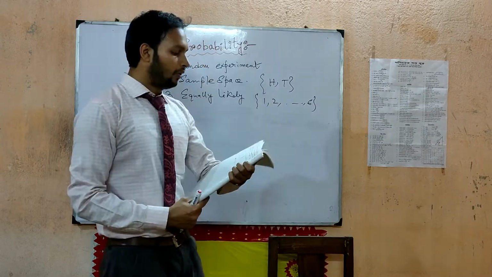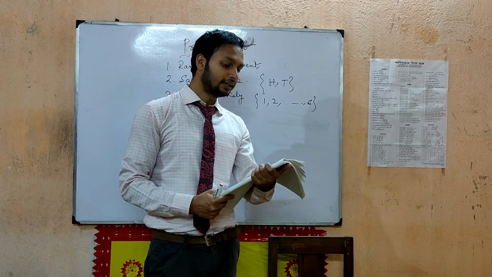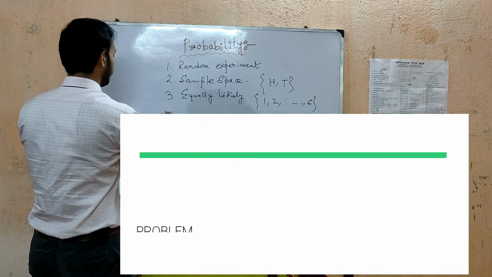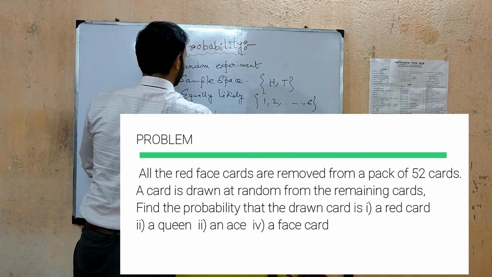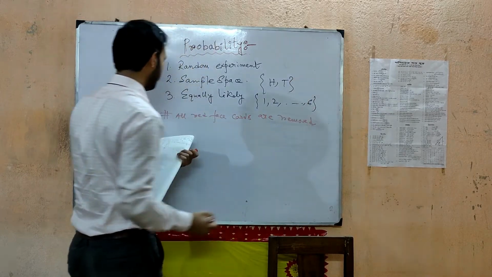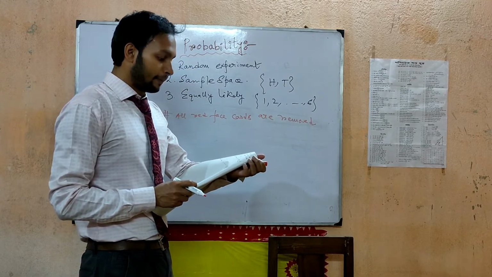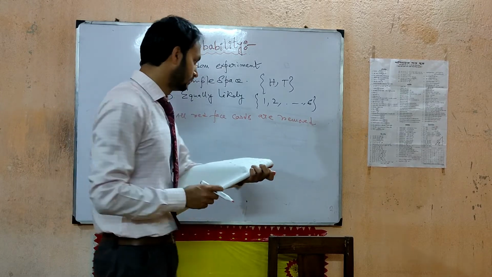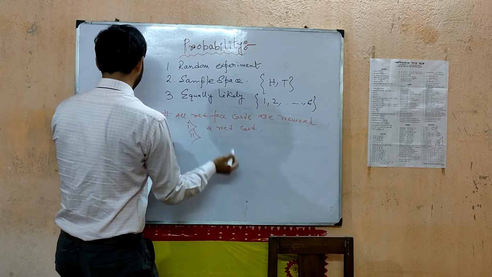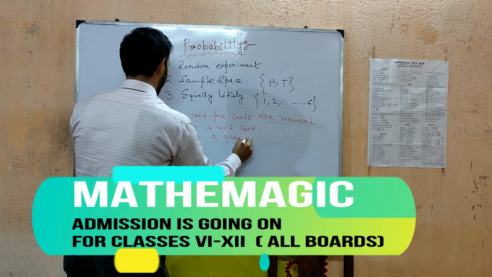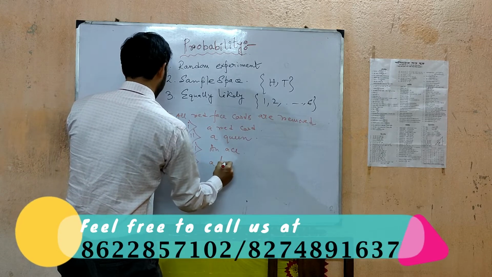Let us take one problem. All the red face cards are removed from a pack of 52 cards. Next, a card is drawn at random from the remaining cards after shuffling them. Find the probability that the drawn card is number 1, a red card, number 2, a queen, number 3, an ace, number 4, a face card.